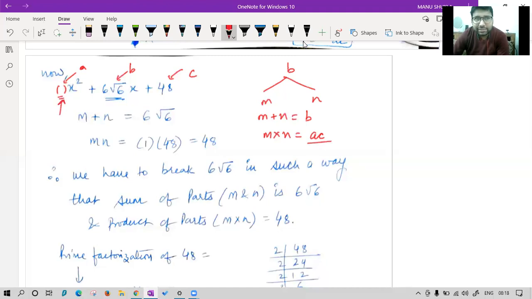In maximum cases, this is 1. That's why we neglect this. But we should not neglect this one. We should take it always. Okay. So we have got MN equal to 48.